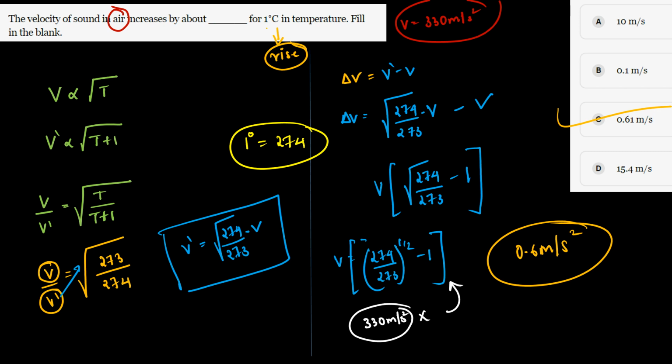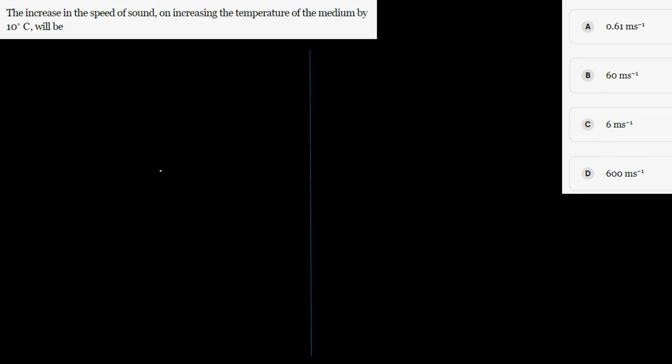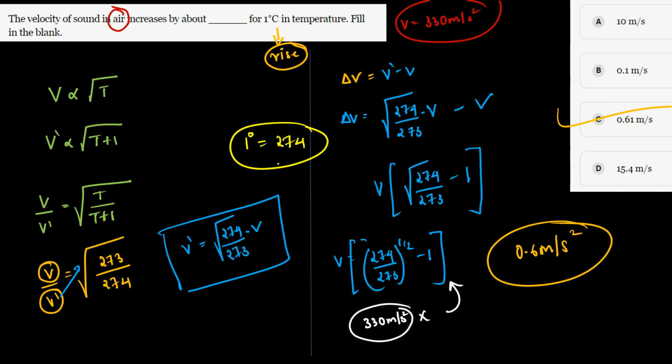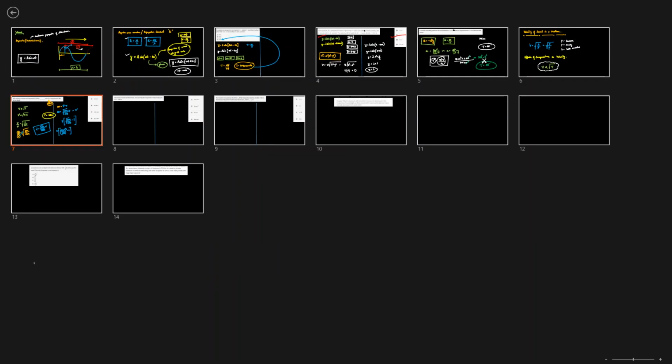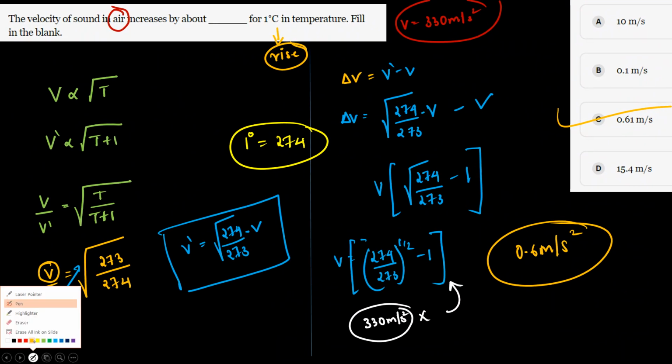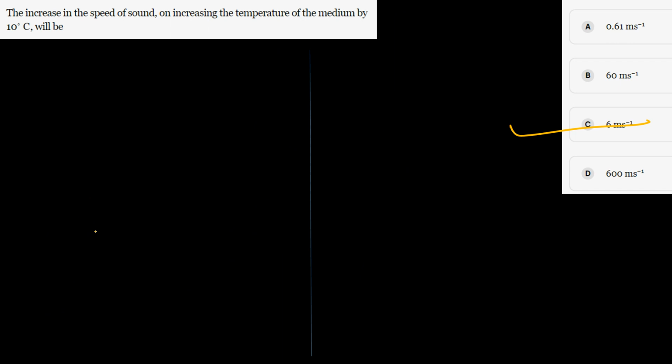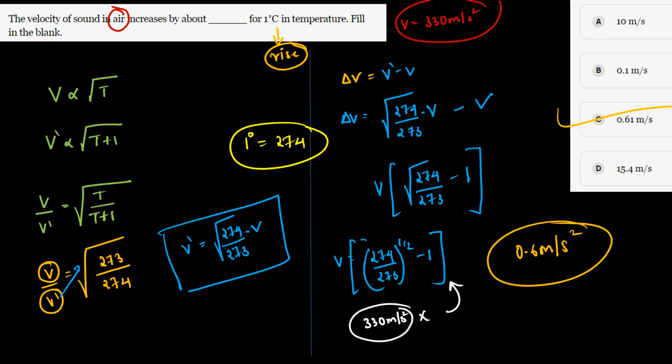Now if for 1 degree it is 0.6, for 10 degrees it will be how much? You just have to multiply. Yes, it is going to be 6. I can solve this directly because I have solved the previous one. But if I had not solved it, then how do I solve? Again, the same method you have to consider. The only difference is now it is going to be 273 and 283.